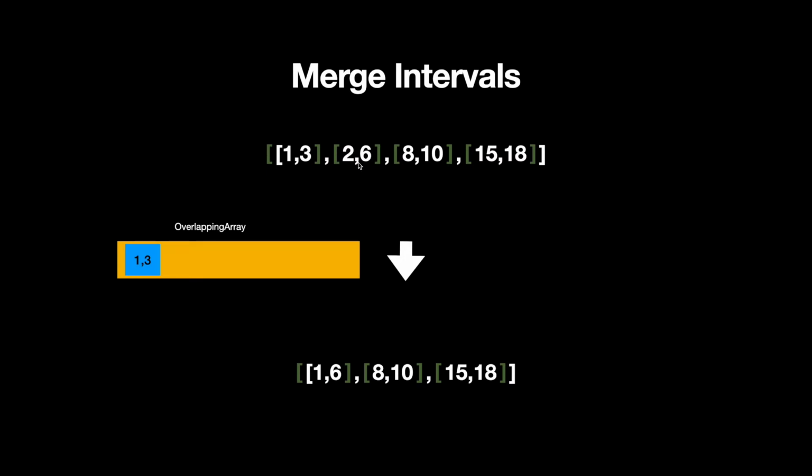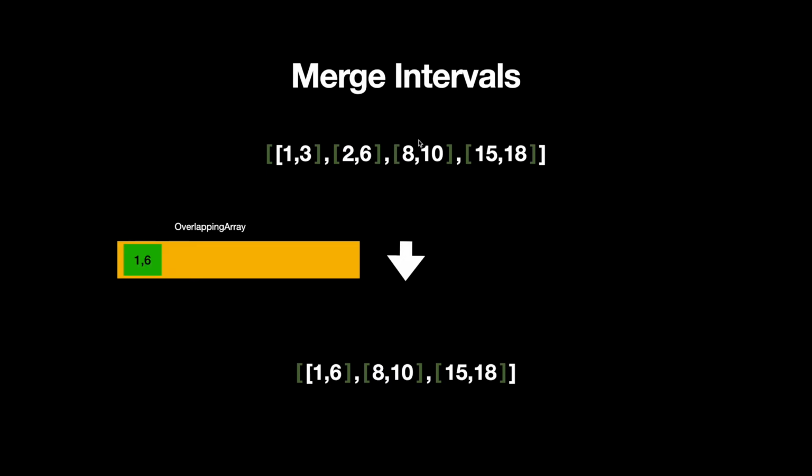So how do we update it? We'll just update the last element of our overlapping interval with the last element of the current interval. So we'll have 1, 6 over here instead of 1, 3. We'll change this 3, update this 3 with 6, and it will become one element. We won't insert 2, 6. So we'll remove 1, 3, and we'll add 1, 6. So this is what we'll insert in our array.